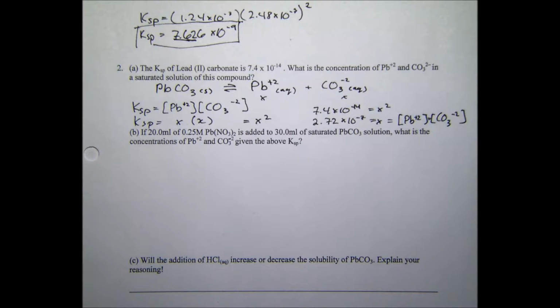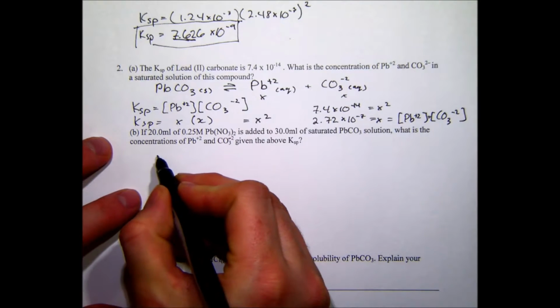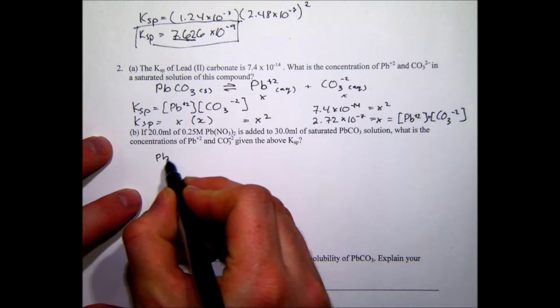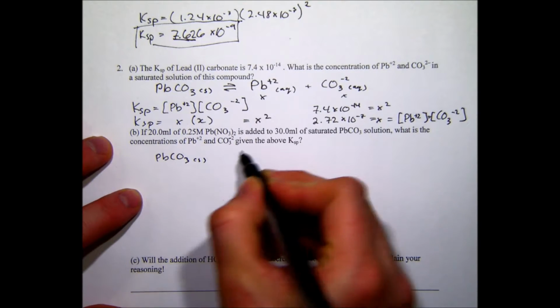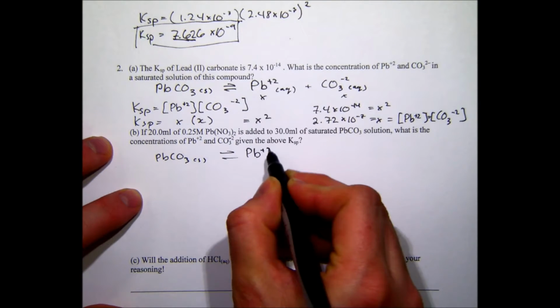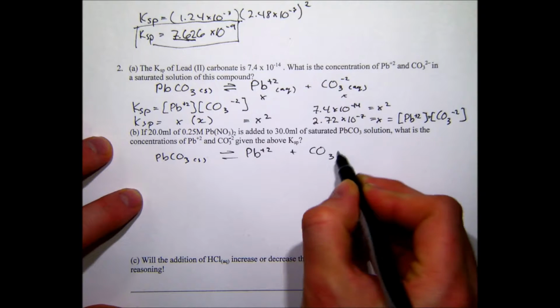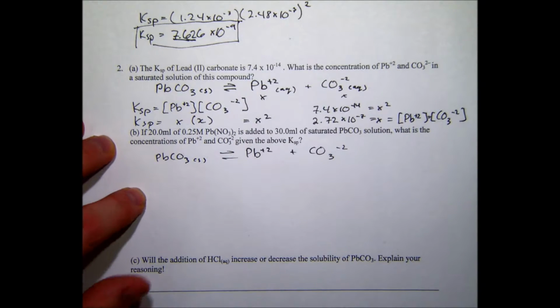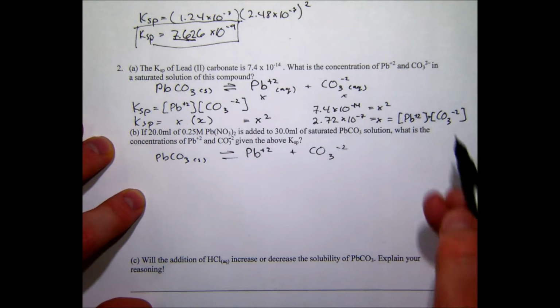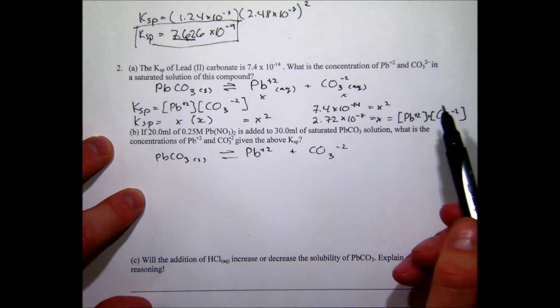So the next part of the question says, if 20 mils of 0.25 molar lead nitrate is added to 30 mils of a saturated lead carbonate solution, what will the concentrations of lead and carbonate be given the above KSP? So PbCO3 solid. So now we have added a common ion, lead.